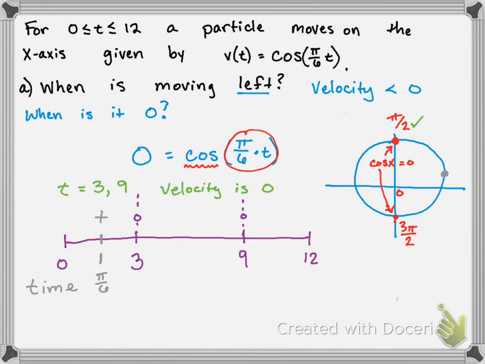Now I'm going to check in the middle. I have 3 sections: from 0 to 3, from 3 to 9, and from 9 to 12. Now I'm going to check the middle section. Just pick a random number in here. 6. You want to try 6, since it's directly in the middle. If you try 6, pi over 6 times 6 is 6 pi over 6, which is just pi, right? So pi is located right on the x-axis.